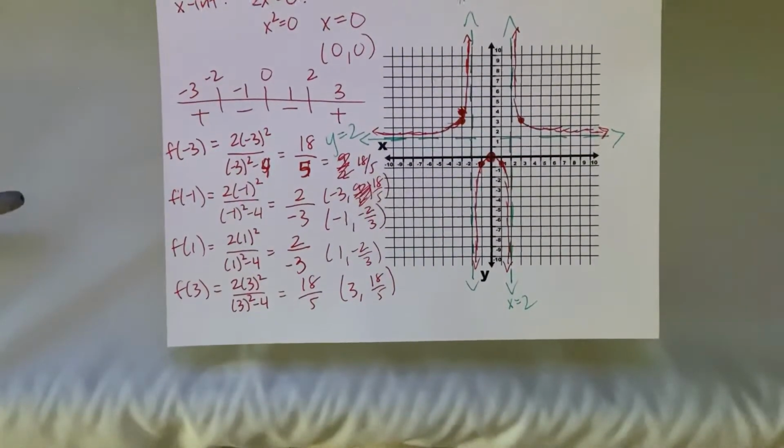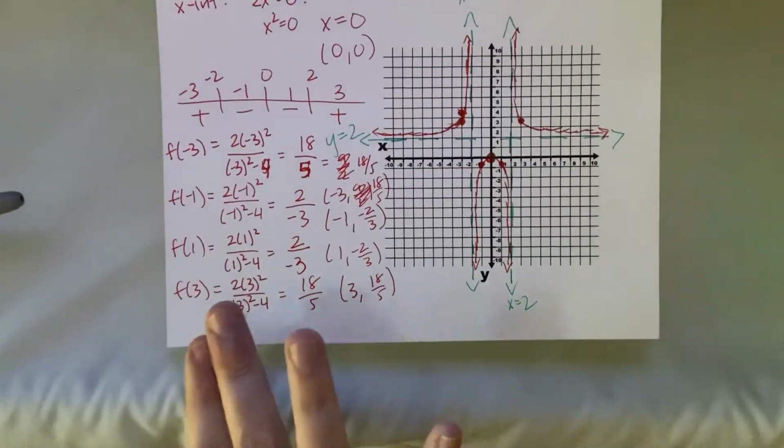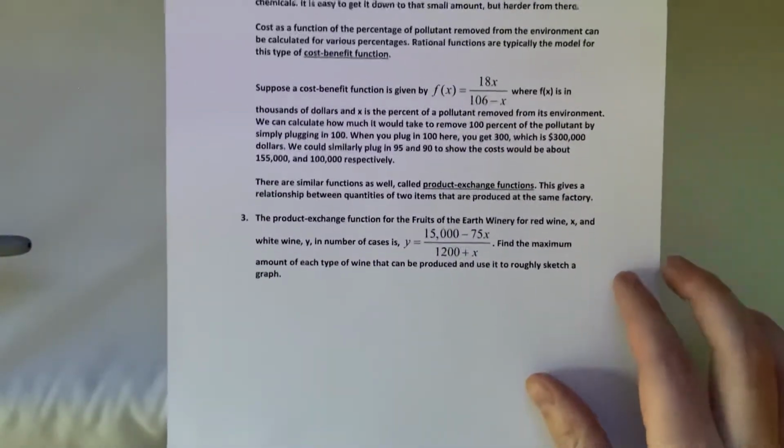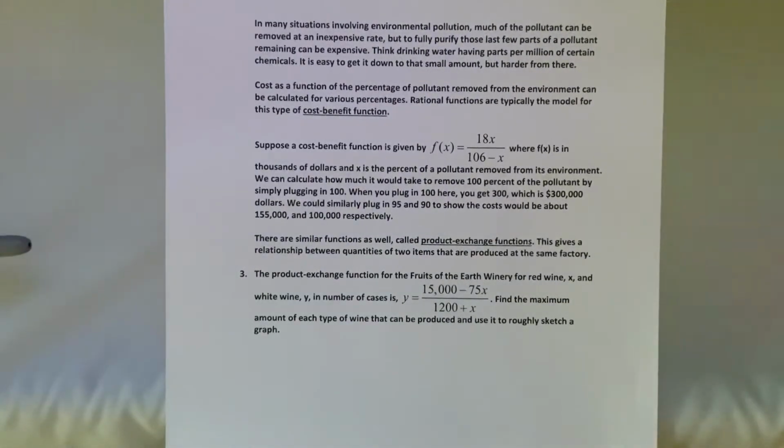So now let's look at one more problem, a word problem, a business application, and see what happens. Okay, so in many situations involving environmental pollution, much of the pollutant can be removed at an inexpensive rate, but to fully purify those last few parts can be expensive.